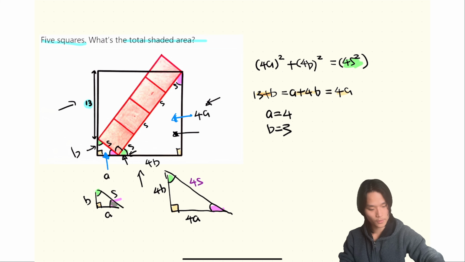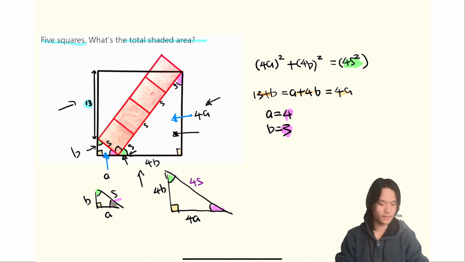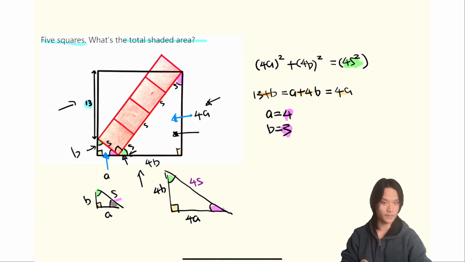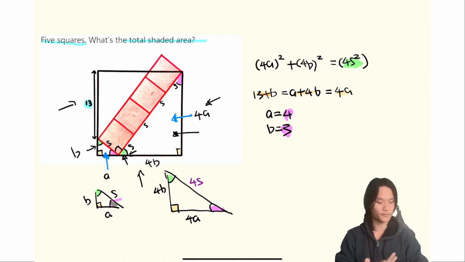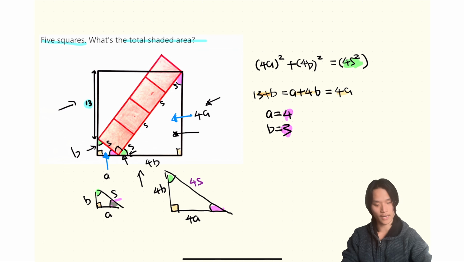So this is very important, okay? You can substitute back in: 13 plus b, so 13 plus 3 is 16. A plus 4b is 4 plus 4 times 3, that's 4 plus 12, and that is 16, and then 4 times 4 is 16. So the maths checks out.